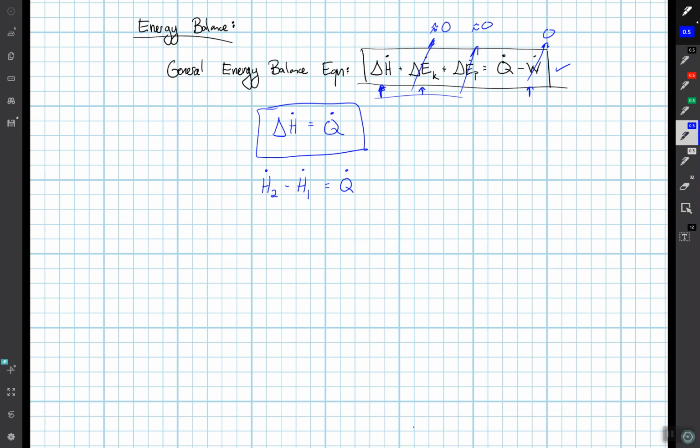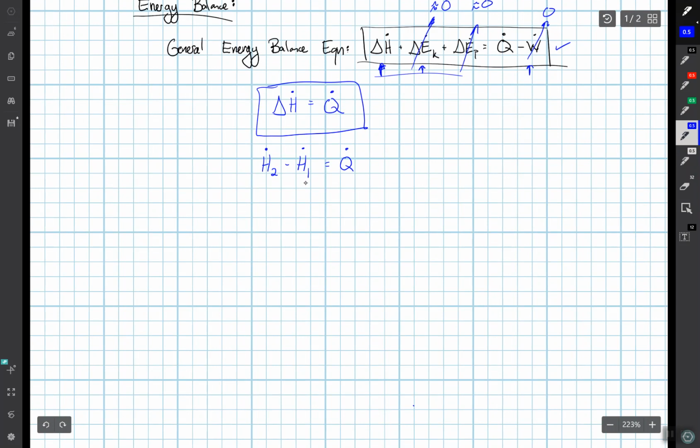Q and W don't have an out and an in because it's not energy that's carried with the matter, it's energy either going in or out at the boundaries of the control volume. So we don't talk about Q out and Q in. We just talk about Q. Same thing for W. For work, we don't talk about work 1 and work 2, I guess would be a better way to say it. We just talk about work.